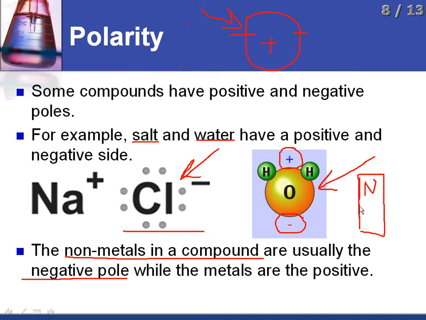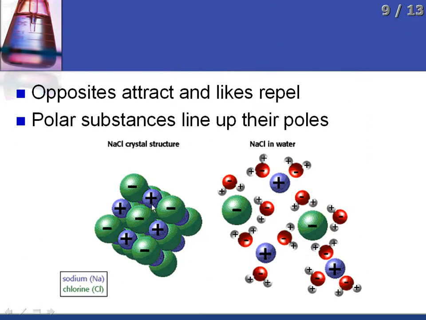Just like how a magnet has a north side and a south side, compounds are the same way, and the rules still apply. Opposites attract and likes repel. So just how the north side and the south side line up with each other and the north-north and south-south repel, positive and negative sides line up within compounds just like the magnets. So what we call this is polarity. When things have a positive and negative side, they have a polarity, and they're called polar substances.